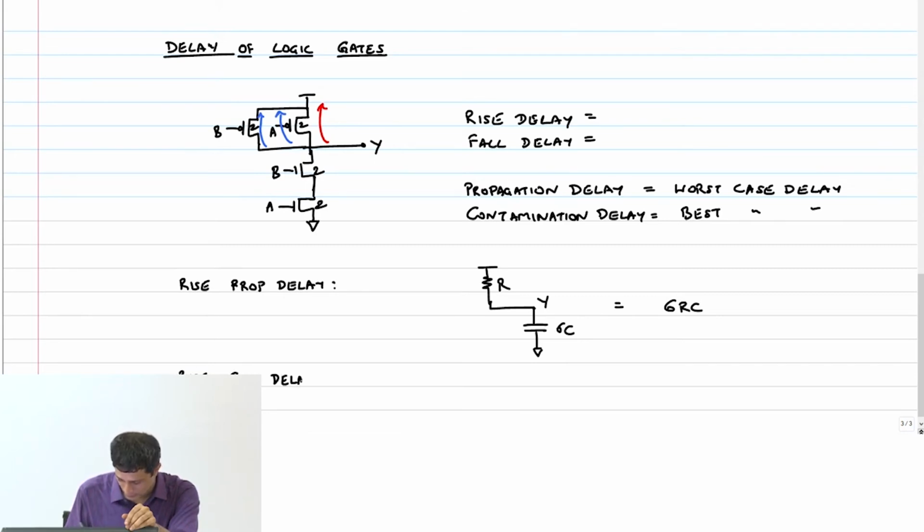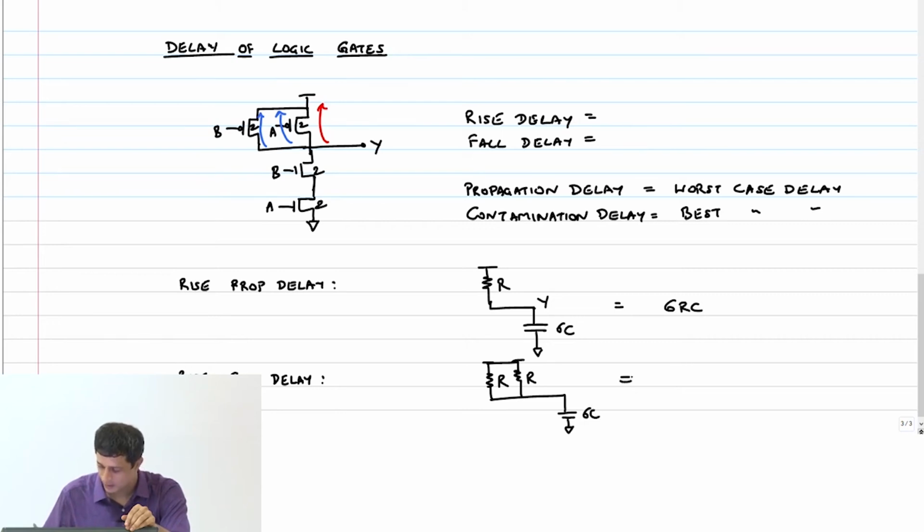What about rise contamination delay? What's the resistance? So I'll write this explicitly. Both resistances turn on, 6C. You will get what? 3RC as my delay.